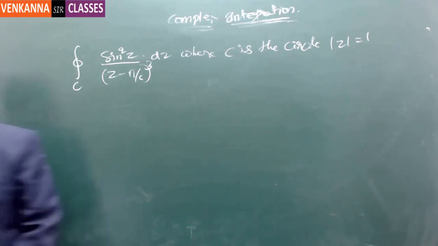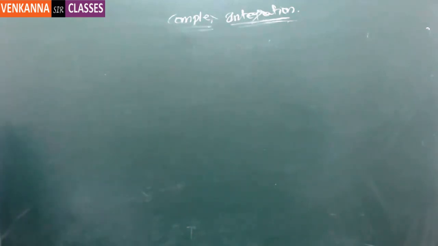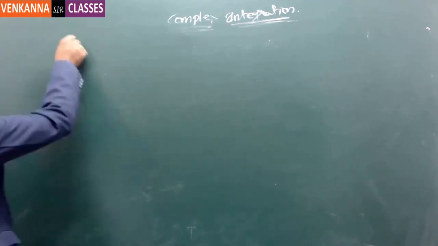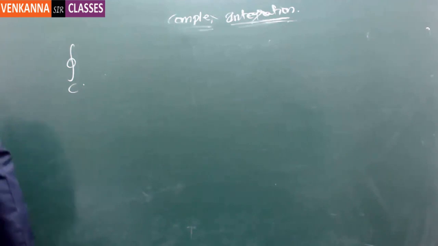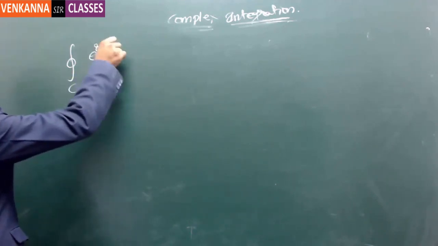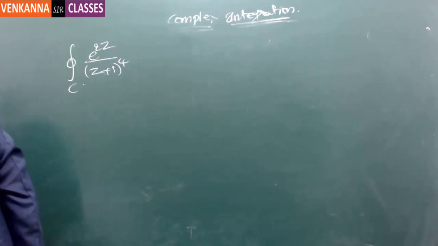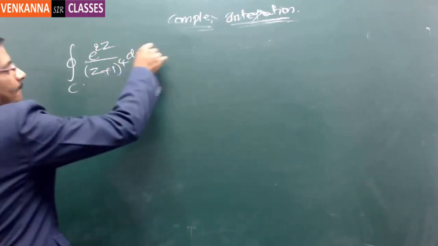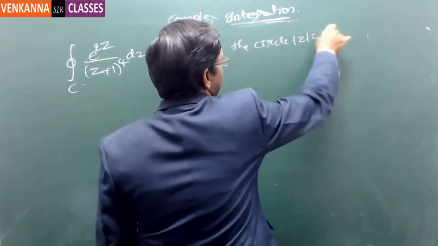Note down one more problem. Integral over the contour C of e power 2z divided by z plus I whole power 4 dz, where C is the circle mod z equal to 3. Can you solve this?